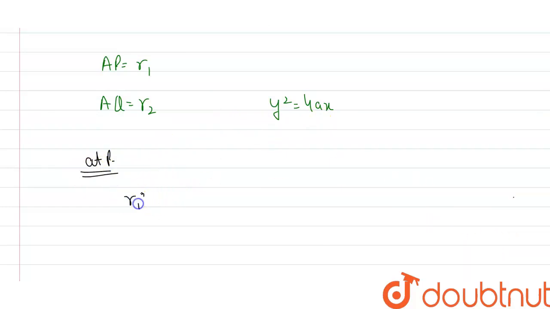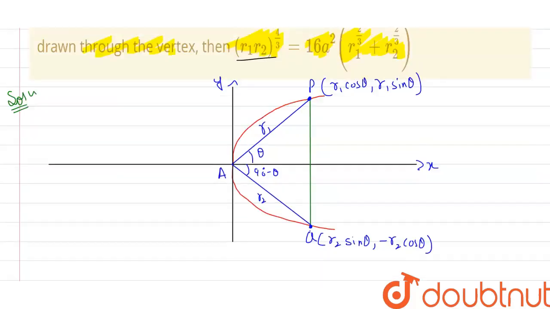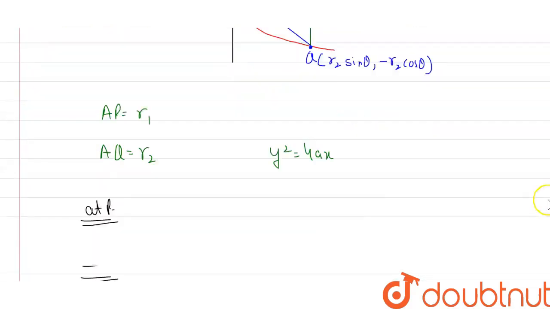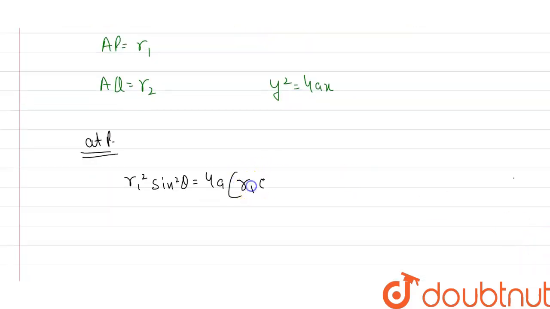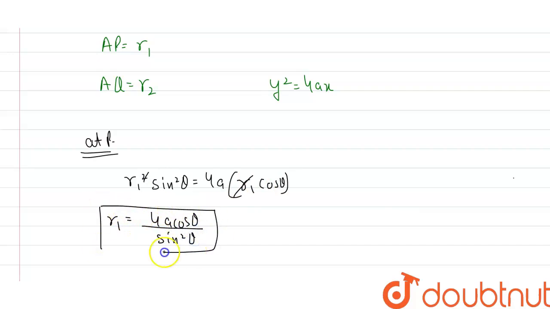My y value is R1 sin theta, so y square is R1 square sin square theta, equals 4 times a. The x value, if you look at the figure again, is R1 cos theta. So this becomes R1 cos theta, and clearly one R1 cancels out. So we get R1 equals 4a cos theta divided by sin square theta. Okay, no confusion till here.